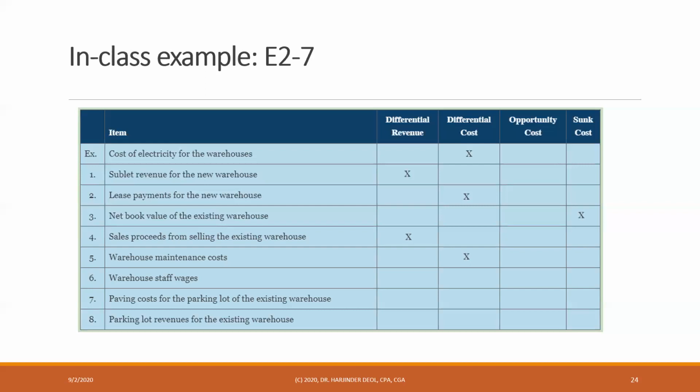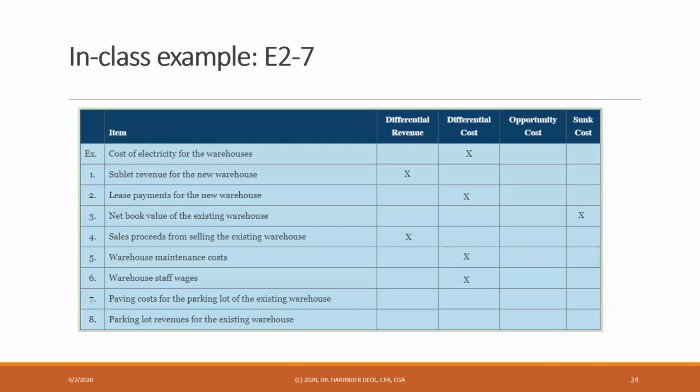Likewise, if we look at the warehouse staff wages, the fact that the new warehouse will require us to hire 2 new persons will mean that there will be a difference between the warehouse wage costs for the new warehouse and the existing warehouse. Okay, so the difference will be put under differential costs.